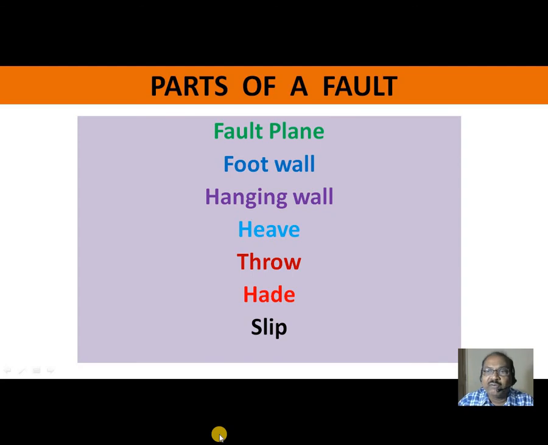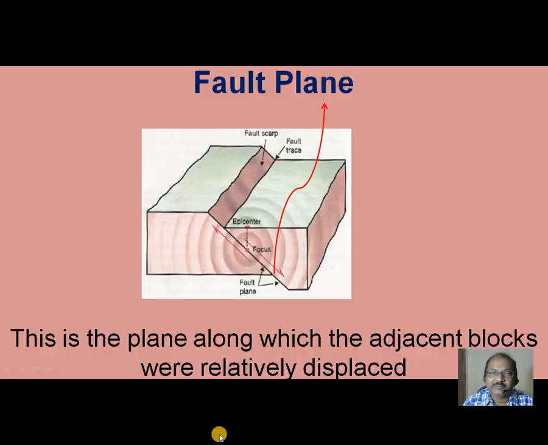Coming to the fault, there are a few parts which are to be understood by each and every civil engineer. The parts of a fault include fault plane, footwall, hanging wall, heave, throw, head, slip. Let us see the parts of a fault one by one.